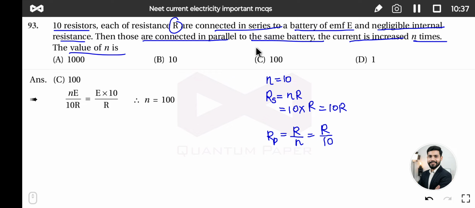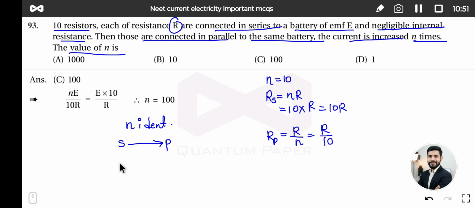Okay, so for this question we have one short trick. Whenever n identical resistances are connected in series first, and this series connection we are shifting to parallel, then the current is increasing. Current in parallel is increasing n square times the current in series connection. Okay.